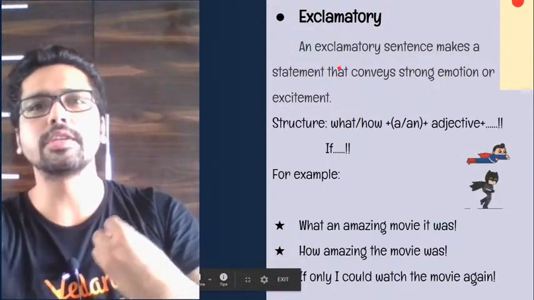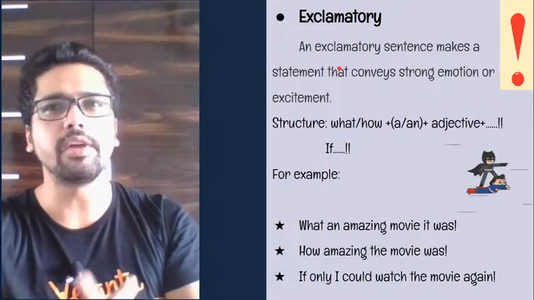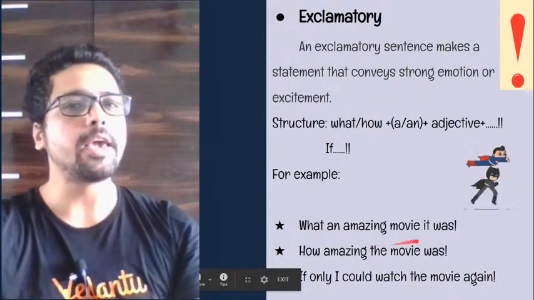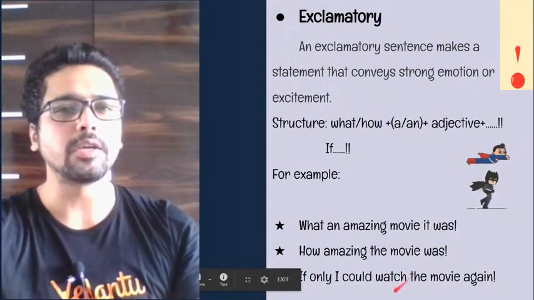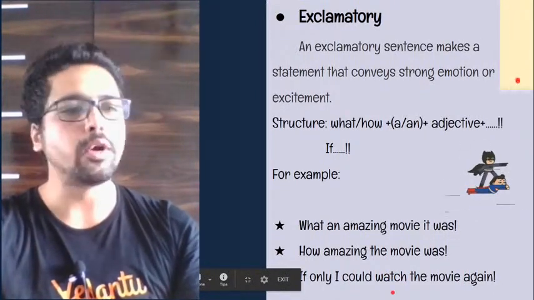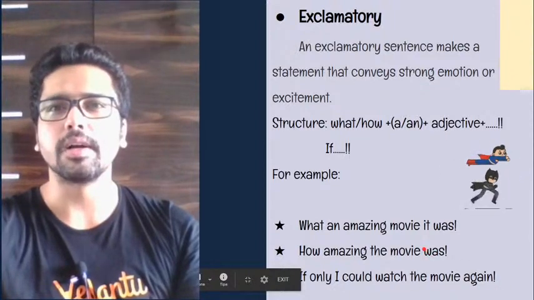So an exclamatory sentence expresses our sudden feelings or emotions. So, what an amazing movie it was! How amazing the movie was! If only I could watch the movie again! It ends with an exclamation mark.